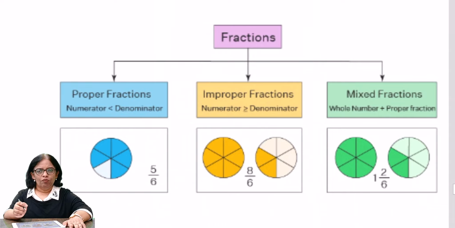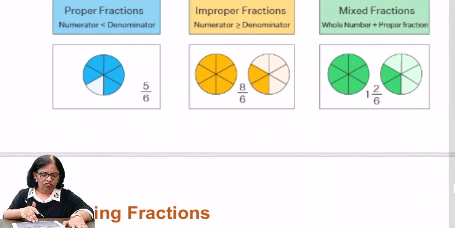Whatever we learned before right now: proper fraction, where the denominator is greater than the numerator; improper fraction, where the numerator is greater than the denominator; then mixed fraction, which means there is a whole number and a fraction, like 3 as a whole number and 1 upon 4 as your fraction, so it is called a mixed fraction.